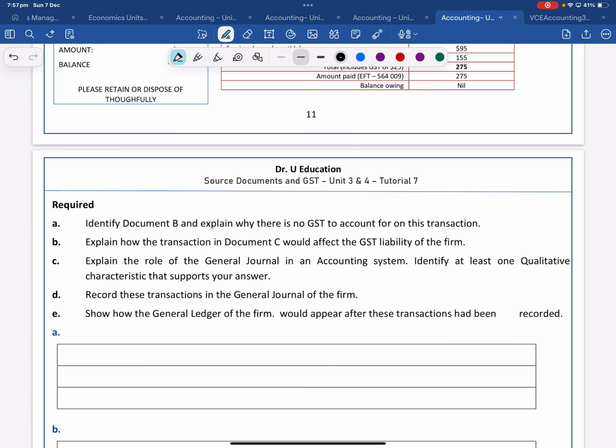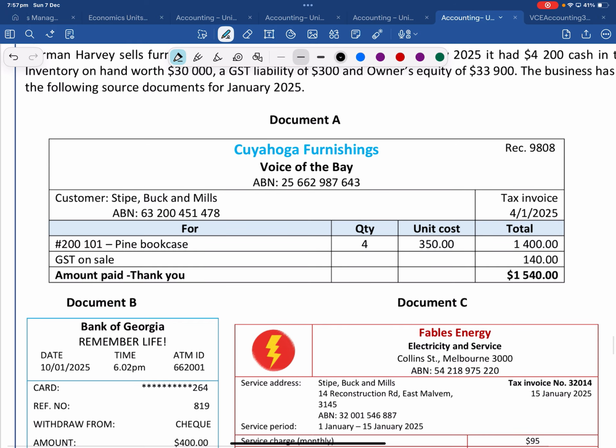Is document A a purchase of an individual? Document A, what is it? Receipt. It's a receipt, but the customer is Steep and Buck. So is it a sale or purchase? Purchase, yes, because we are doing it for Steep and Buck.